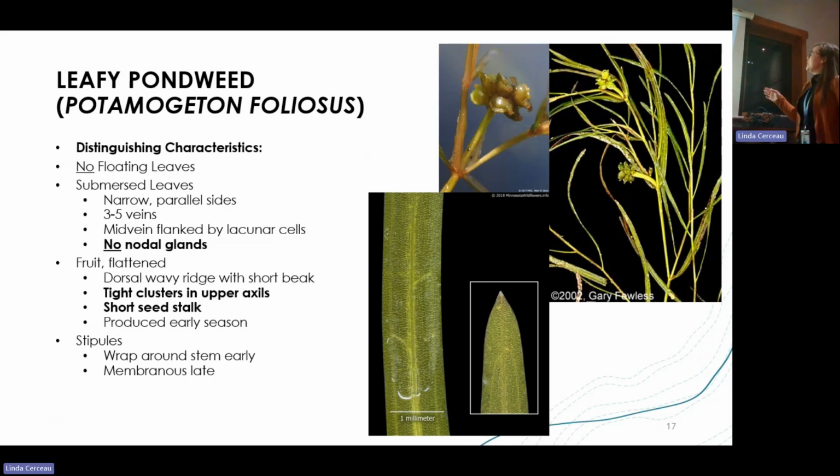Sometimes it'll produce seeds in clusters, just like this. And those seeds are more round shaped, and they have a dorsal wavy ridge along the side of the seed and a shortened beak. So that's the beak. And so this one is produced early on in the season. So sometimes, again, you might see it with seeds, sometimes you might not. But that's definitely why we have more than one characteristic we're looking at.